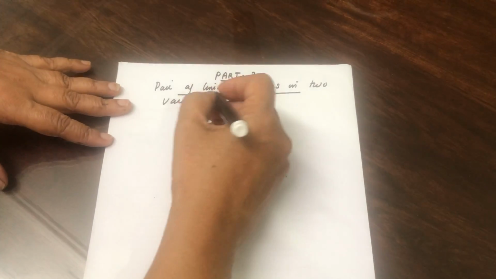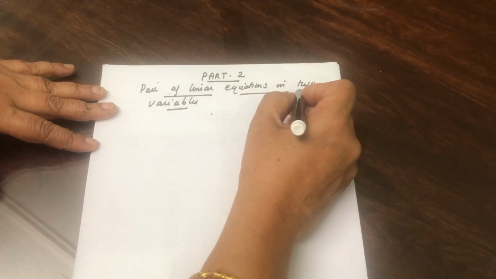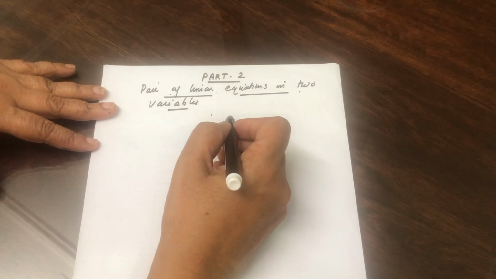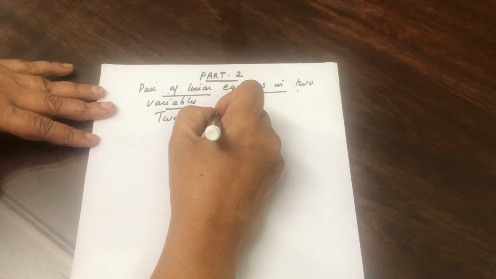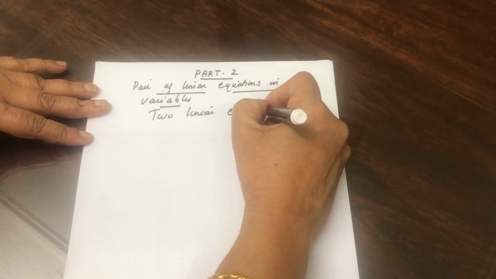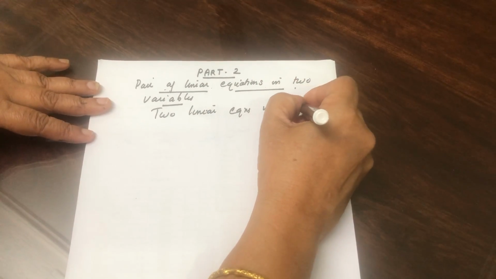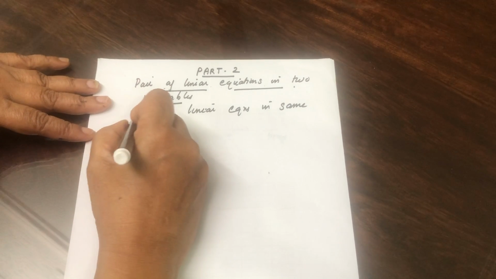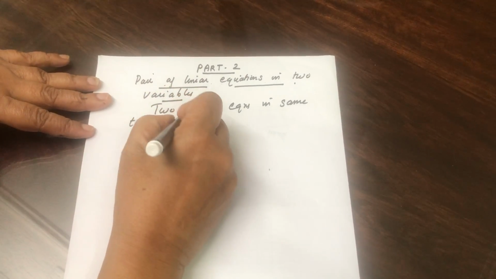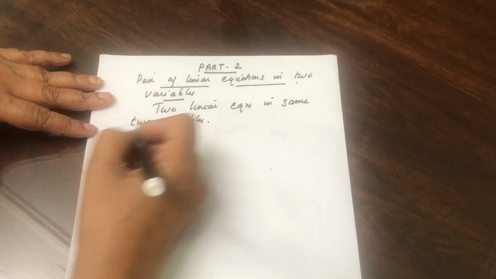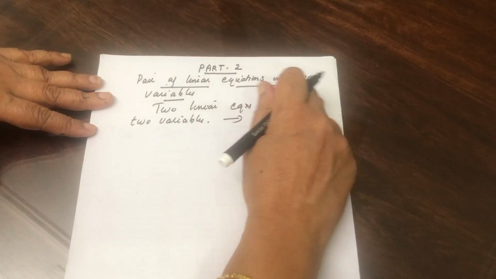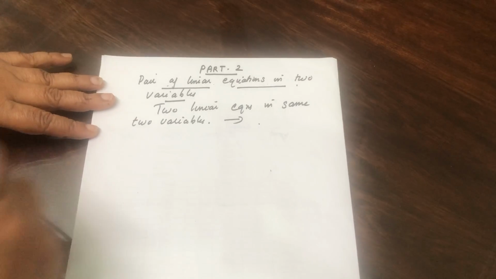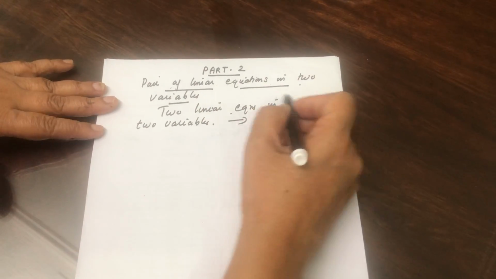So now, a pair of linear equations. What do you mean by that? That is two linear equations in the same two variables. You can call it a pair of linear equations in two variables. Two linear equations in the same two variables.